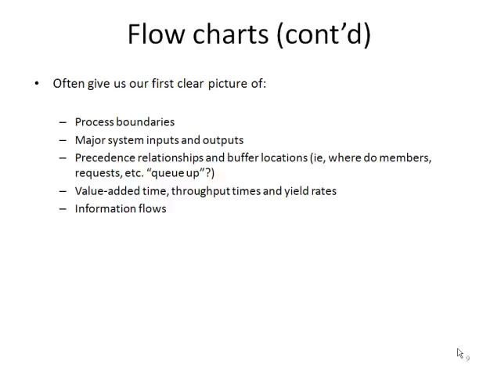The nice thing about flowcharts is they often give us our first clear picture of the boundaries of the process. That is, where does it begin and where does it end? What are the major inputs and outputs? What are the precedence relationships, i.e., what is the logical flow through the activities, and where are the buffer locations? That is, where do members, requests, or work in general queue up in the system? If we know where the buffer locations are, then we have one clue to how we can speed up the flow of an entity through the process.